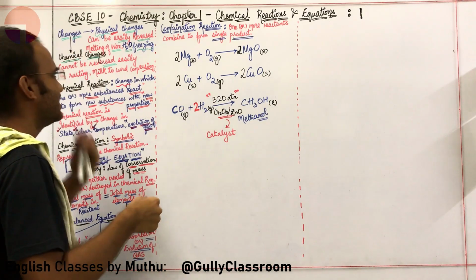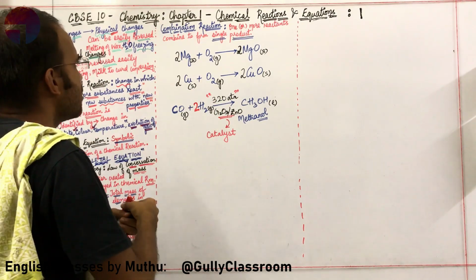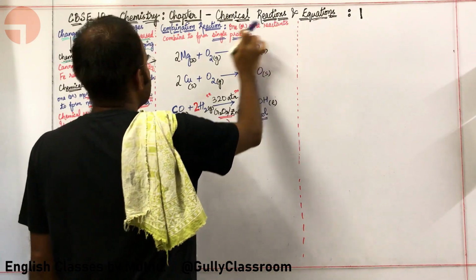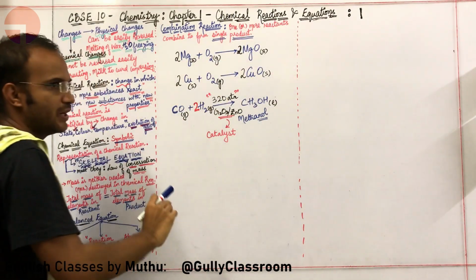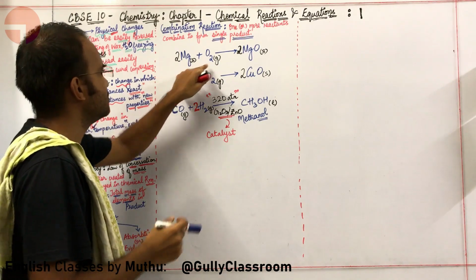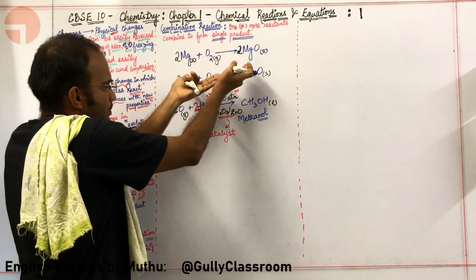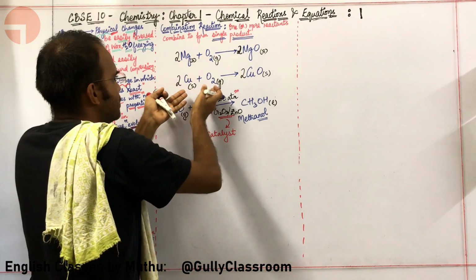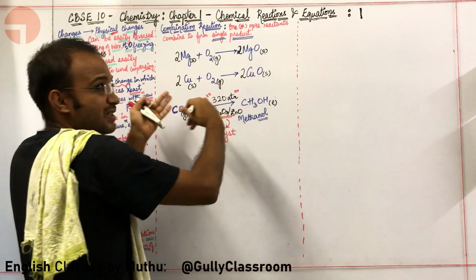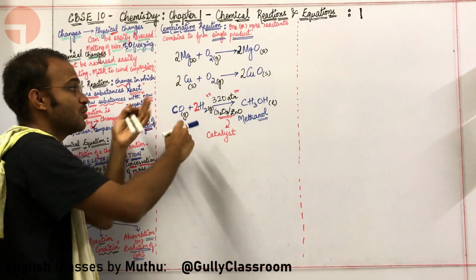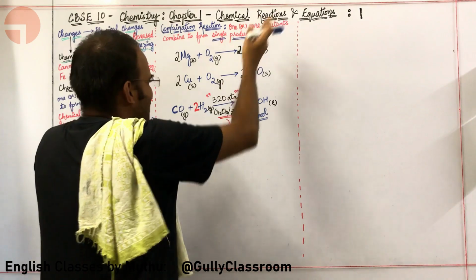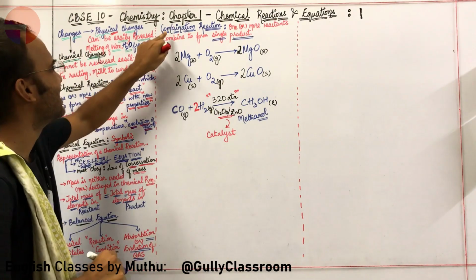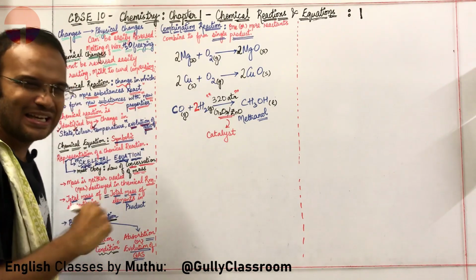Okay Kanna, let us get back to this combination reaction. Combination reaction is basically a reaction where one or more reactants combine to form a single product. Here magnesium and oxygen are 2 reactants. They combine to form a single product, magnesium oxide. Copper and oxygen are 2 reactants. They combine to form copper oxide, which is a single product. Once more, carbon monoxide and hydrogen are 2 reactants combining to form a single product. The key word here is combination reaction has a single product.